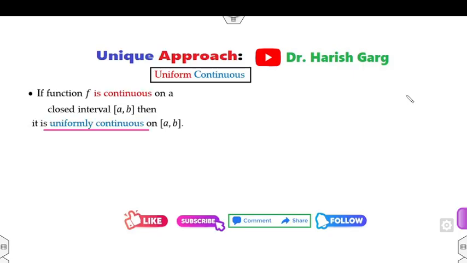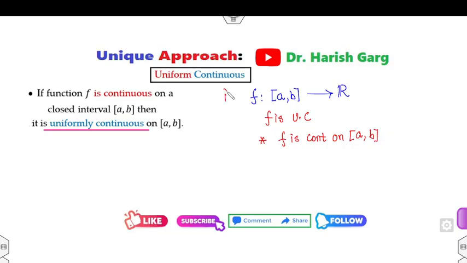Now, what are the shortcut tips? If f is a mapping from a closed interval to R, then in order to prove that f is uniformly continuous, you need to prove that f is continuous on the closed interval [a, b]. That's the first shortcut tip for you. Whenever you have a closed interval as your domain, then in order to prove whether the function is uniformly continuous or not, you need to prove that f is continuous. If f is continuous on the closed interval, then it is uniformly continuous.